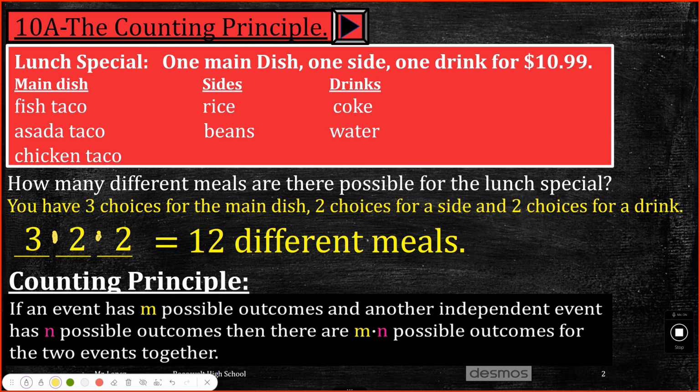Yeah, that's it. It's not just m times n, because it's saying two scenarios, but it can go on and on and on, as many different events. All right, that's it. Let's go.